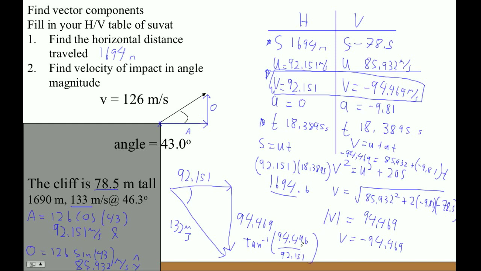So inverse tan of 94.469 divided by 92.151. And that's 45.7 degrees. Unless I made some mistake somewhere. So this would be your speed of impact, this would be the angle below that. And there it is.